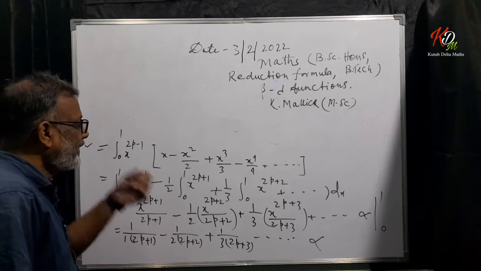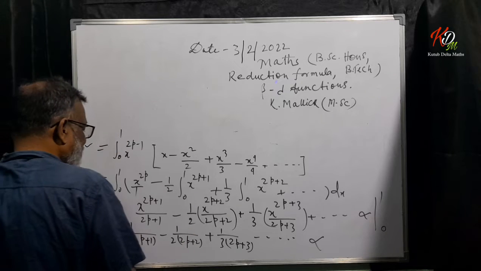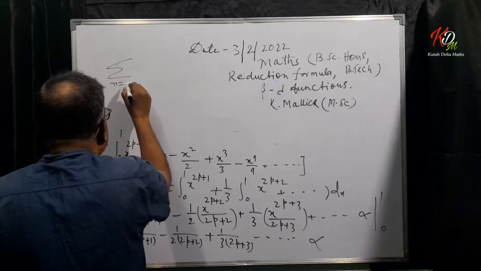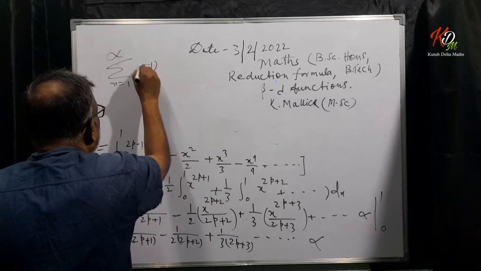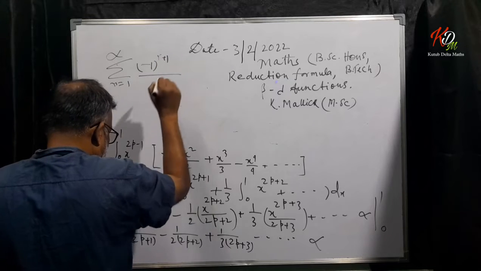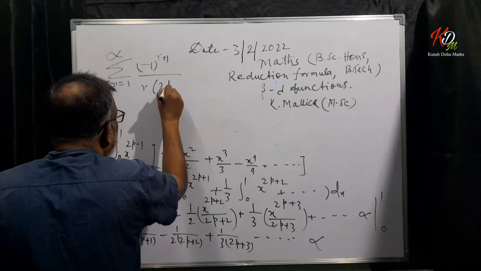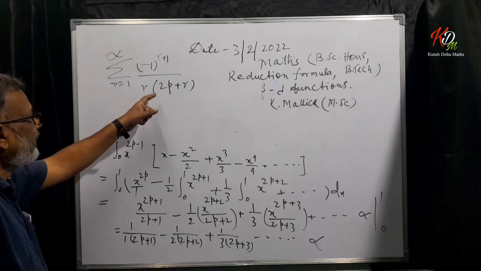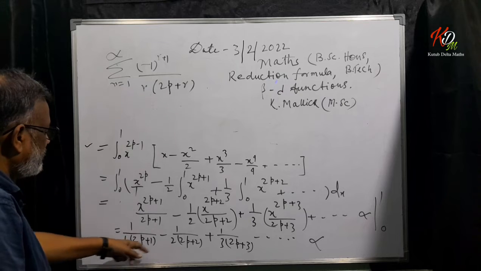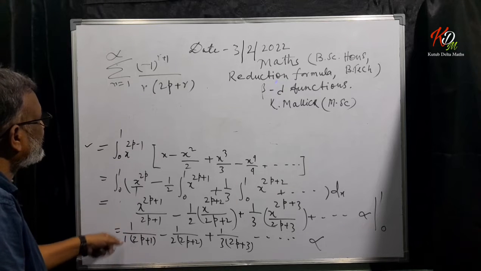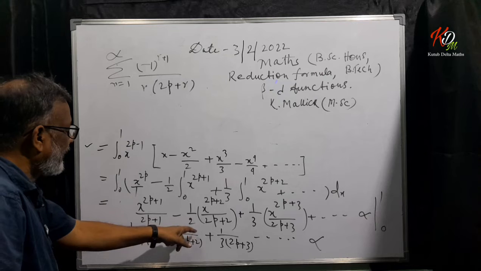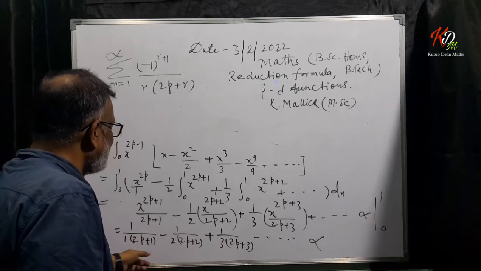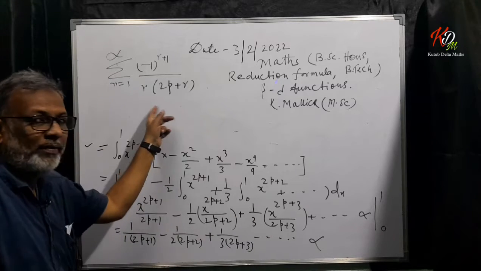Now it is represented by the mathematical symbol: summation r from 1 to infinity, minus 1 whole to the power r plus 1, by r into 2p plus r. That means when we put r equal to 1, we obtain this, r equal to 2, we obtain this mathematical expression, and so on. So it is represented by a mathematical expression.